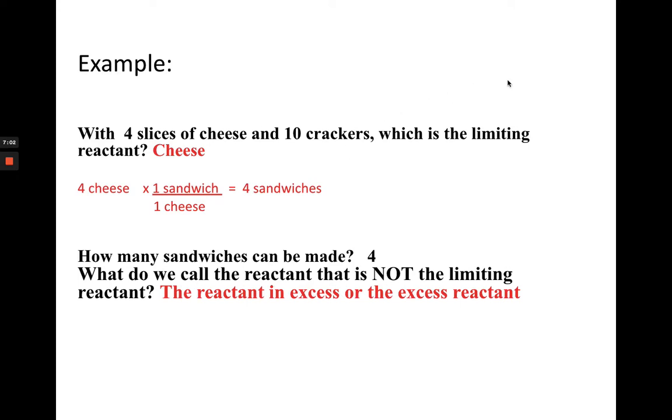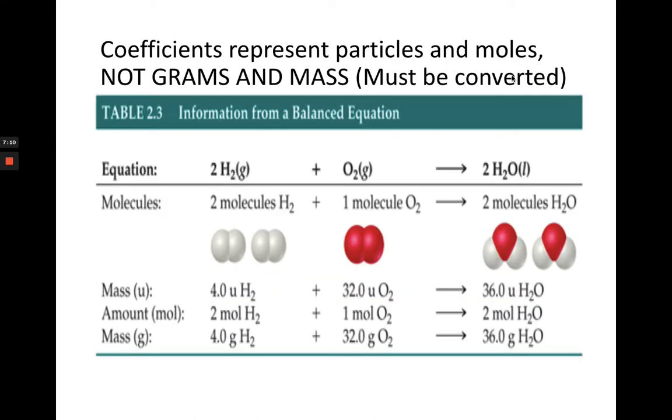So the limiting reactant is the one that runs out, that makes the fewer amount of sandwiches, and the reactant in excess is the one that does not run out. Okay. So let's talk about this in terms of chemistry. We've talked about it in terms of sort of a recipe in cooking. Remember, coefficients represent particles and moles in a balanced chemical reaction. The coefficients do not represent grams. They have to be converted.